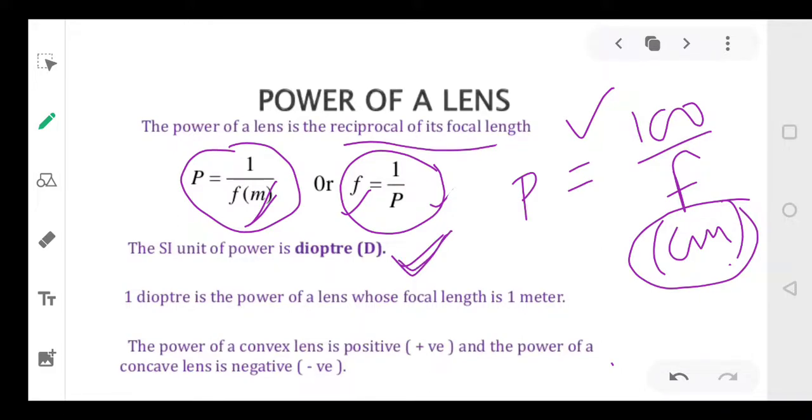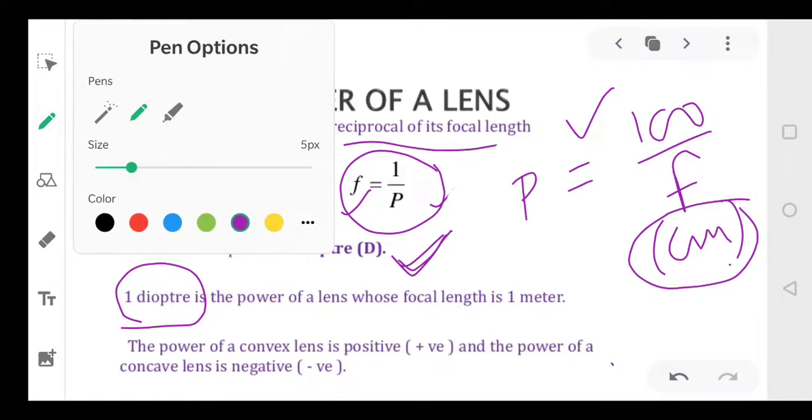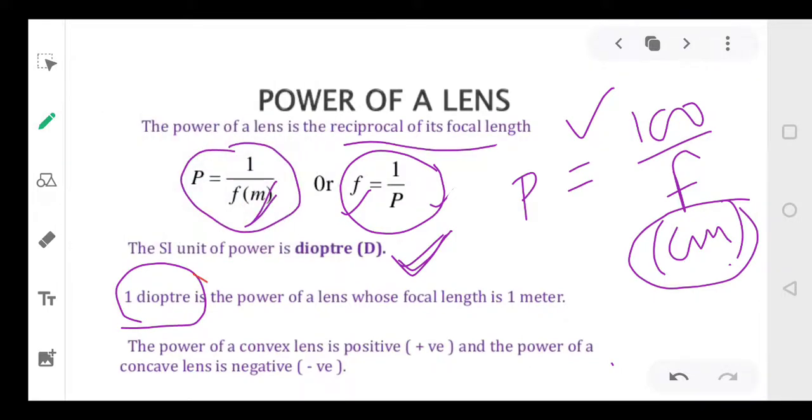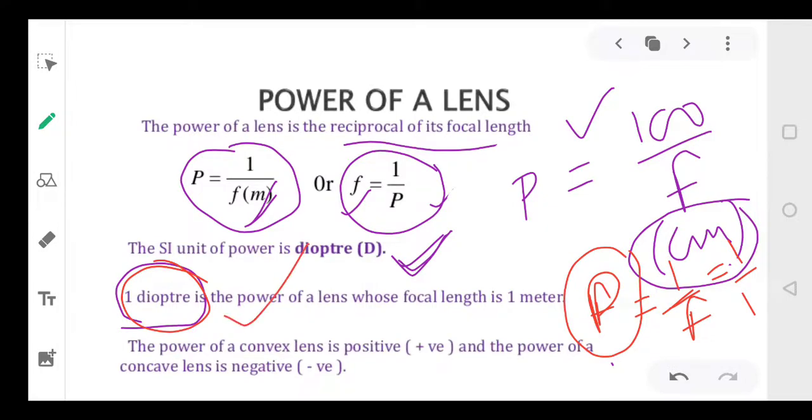ठीक है. अब अगर हम कहते हैं कि पावर की वैल्यू डायोप्टर है, so what is 1 diopter? How can we define what is 1 diopter? हाँ जी, what is 1 diopter? देखिए F is equal to 1 upon P, और you can say P is equal to 1 upon F. So अगर हमारी focal length 1 meter है, if the focal length is 1 meter, so हमारी power भी 1 diopter होगी. So 1 diopter means it is the power of the lens when the focal length is 1 meter. Okay. It is the power of the lens when the focal length is 1 meter.